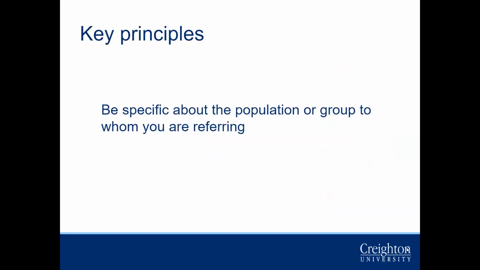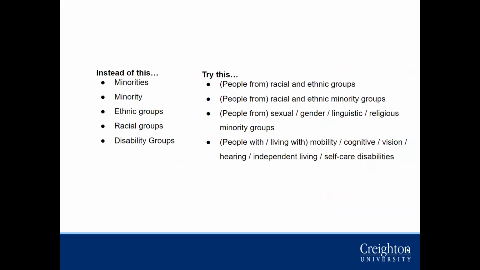Another key principle is to try to be as specific as you can about the population or group to whom you are referring. Instead of using broad terms such as minorities, minority groups, ethnic groups, racial groups, or disability groups, try instead to refer to people from a specific racial or specific ethnic group, people who identify with a specific sexual orientation, gender identity, or religious affiliation, or people who are living with a specific type of disability.